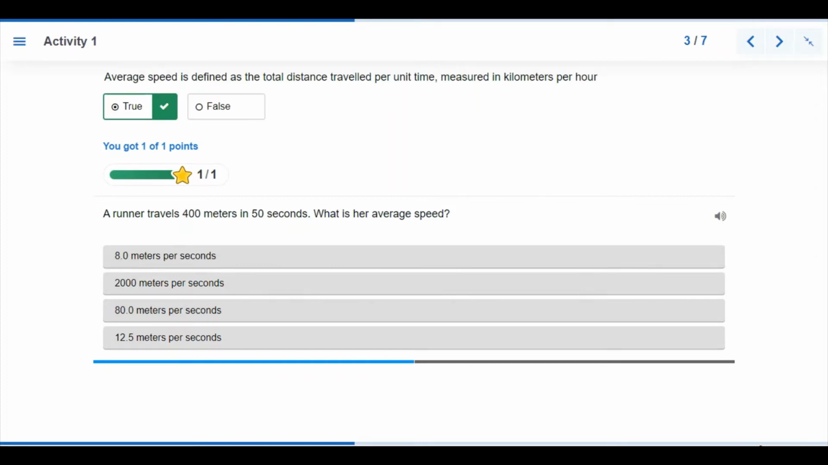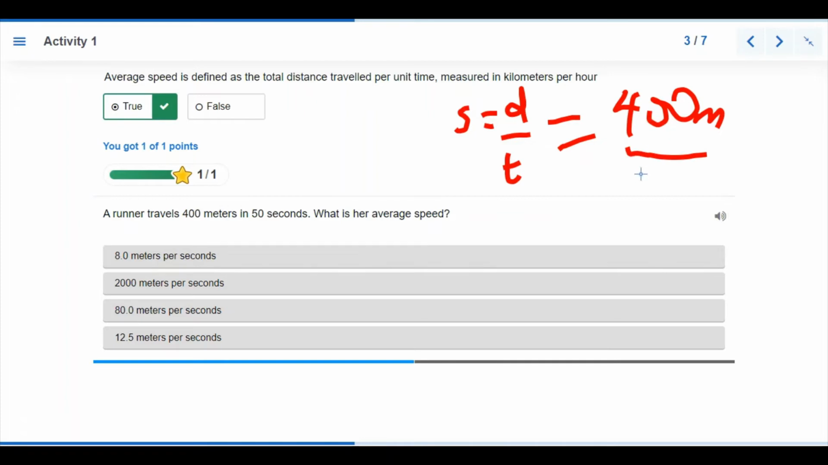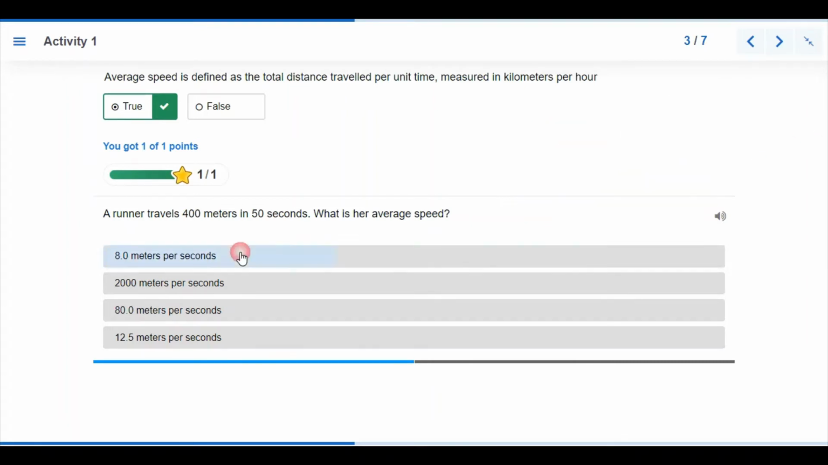And average speed is the total distance traveled per unit time. So if I should have average speed now, I have distance over time. And the distance now is 400 meters divided by 50 seconds. So what's the answer now? We have 8 meters per second. Would that be the answer?